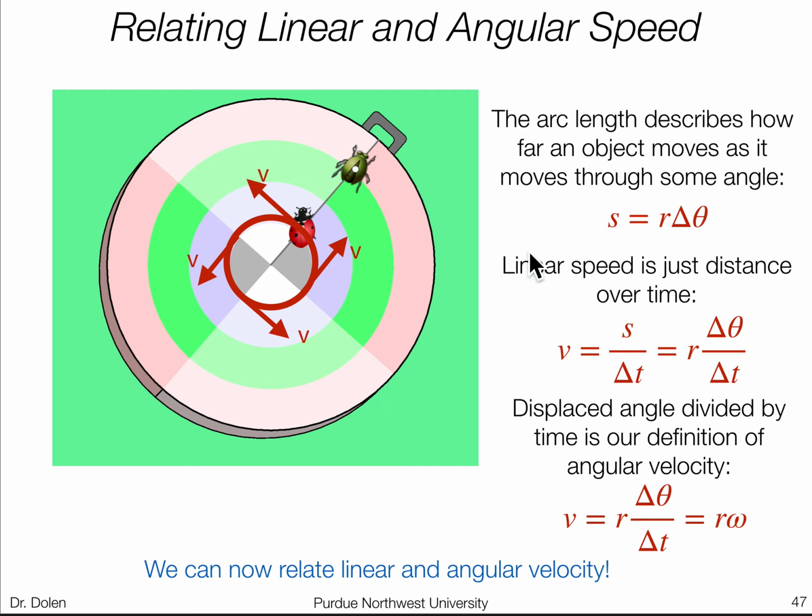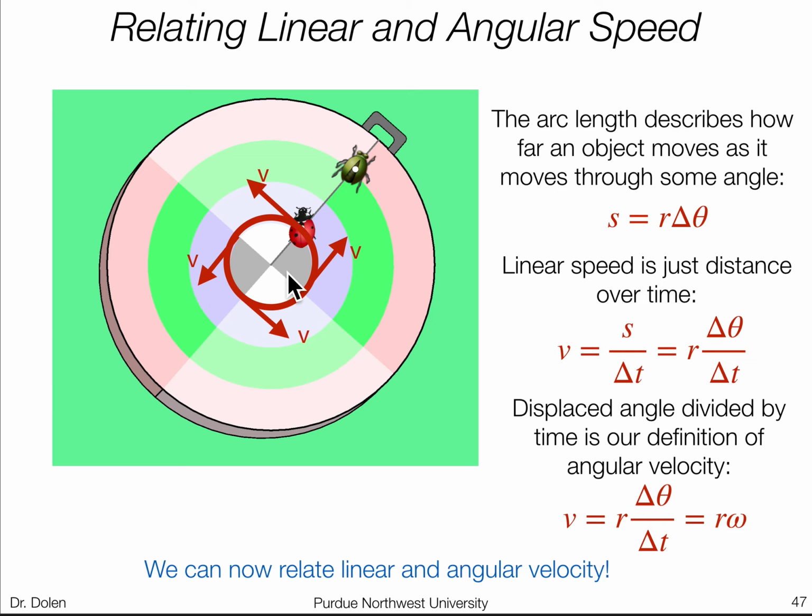But the green bug is going to have more linear velocity, right, because it has a larger radius. The green bug is traveling a much further distance in the same amount of time, right? As this turntable turns, it takes the same amount of time for the green bug and the red bug to go around one complete circle. But the green bug is traveling much further, right? So that means it must have a larger linear speed or larger tangential speed, okay? But it has the same angular speed.